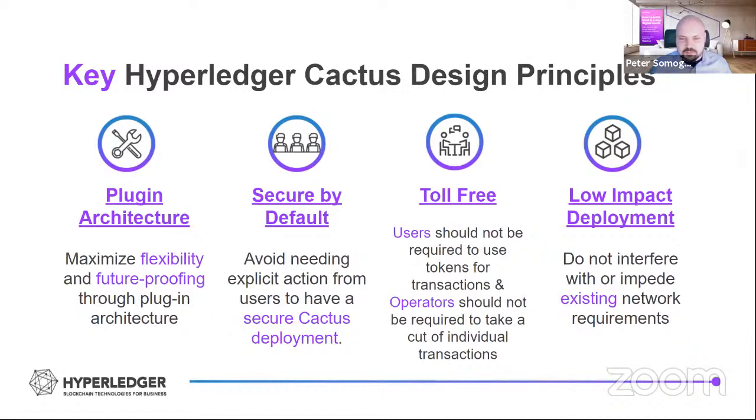There are no gas fees, transaction fees. There's no bidding mechanism there. There is no cryptocurrency involved with Cactus itself whatsoever. Obviously, if that is your use case, then you can make Cactus part of that, but Cactus itself does not do any of that, so that it's properly open source and easy to deploy. And then that leads me to the low impact deployment, which means ideally you can deploy Cactus without having to do any sort of special modifications to the distributed ledgers that you're already running in production, if you have any.